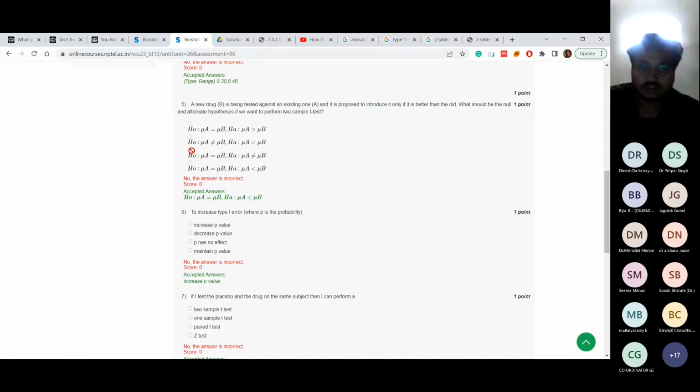If you choose the third option, you are seeing if there is a difference. You are not saying if one drug is better than the other. Right. Okay, sir. Is that clear? Okay, sir.